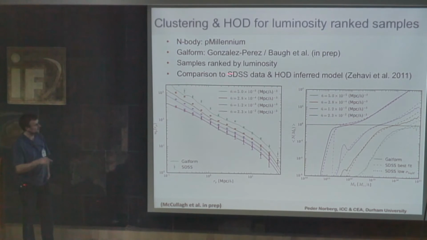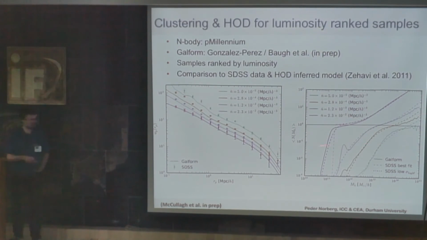So this plot just shows you how well the galaxy formation model GALFORM compares to SDSS. And you can see that to some broad extent it seems to be working well on large scales. On smaller scales, it's quite good, but it's not perfect. But it hasn't been tuned at all to do this. Now, I can also look at what is the HOD distribution for this luminosity ranked sample in my GALFORM and compare it to the SDSS best fit.